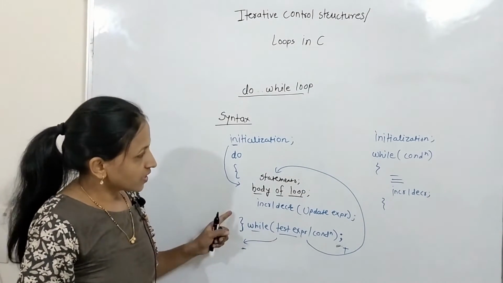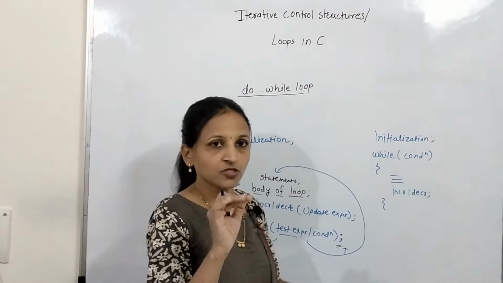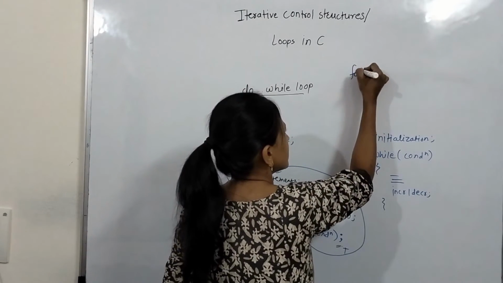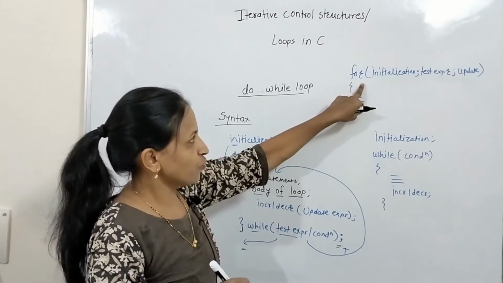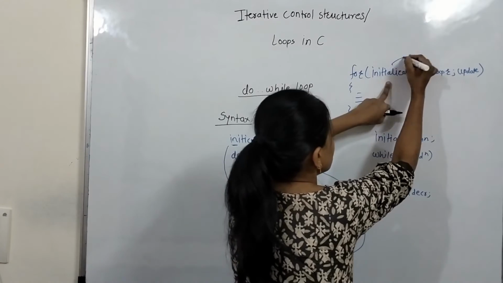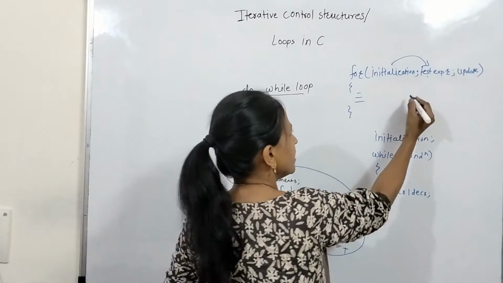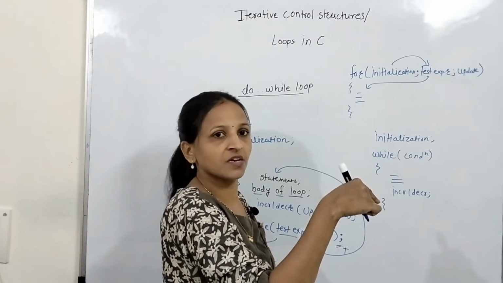Now see here, in case of while we initially check for the condition, and in case of for the same thing is done. See what is the syntax of for? This is the syntax of for. In case of for, what will happen here? First initialization will be done, after that the condition will be checked. If that condition is true, then only control will come inside this block to execute the statements the first time.